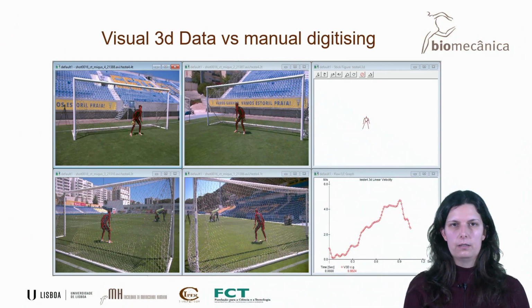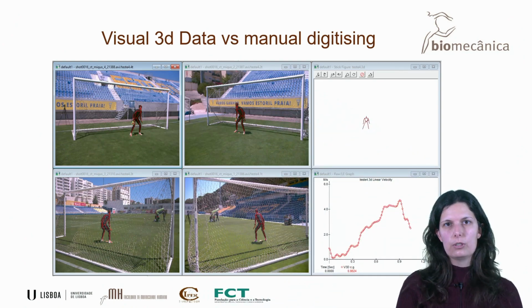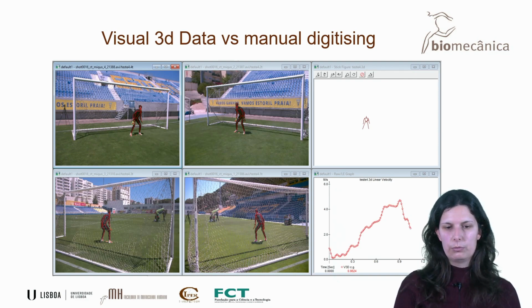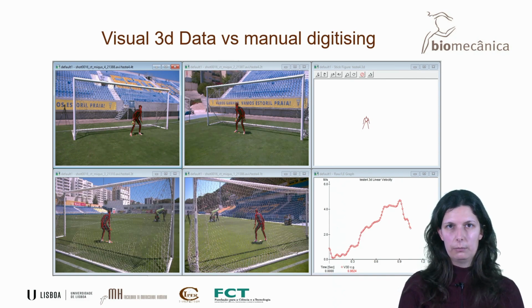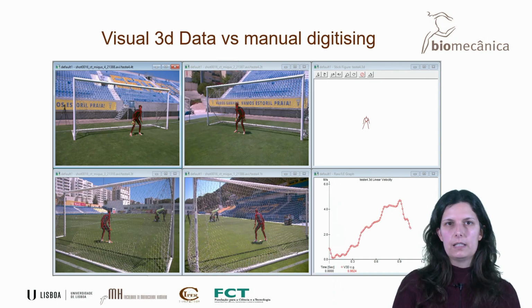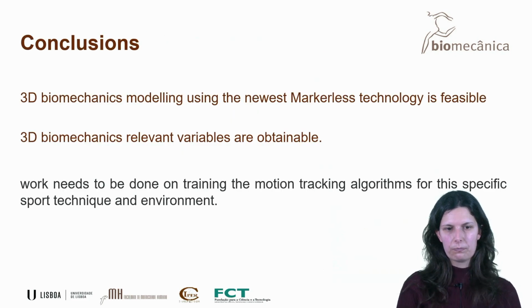Also, we compared kinematic variables such as the velocity of the center of mass and the velocity of the hand with those obtained from manual digitizing using the software Apache, and we got very similar results. Of course, manual digitizing is very limited due to its 2D nature, but because we didn't place any markers on the players, this was the only reference available.